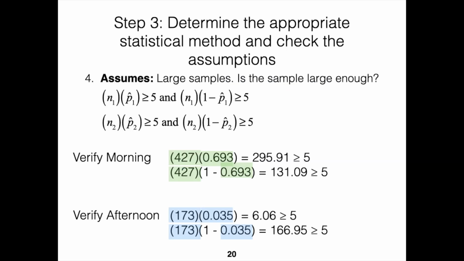So for that morning group, I take 427, which is the number of cars that I saw in the morning, and I multiply it by 0.693. I then get the number 295.91. This number is bigger than 5, so this criteria checks out. I then take 427 and multiply it by 1 minus 0.693. Notice here that I get a positive number, and this number equals 131.09. This number is also greater than 5, so this criteria checks out.